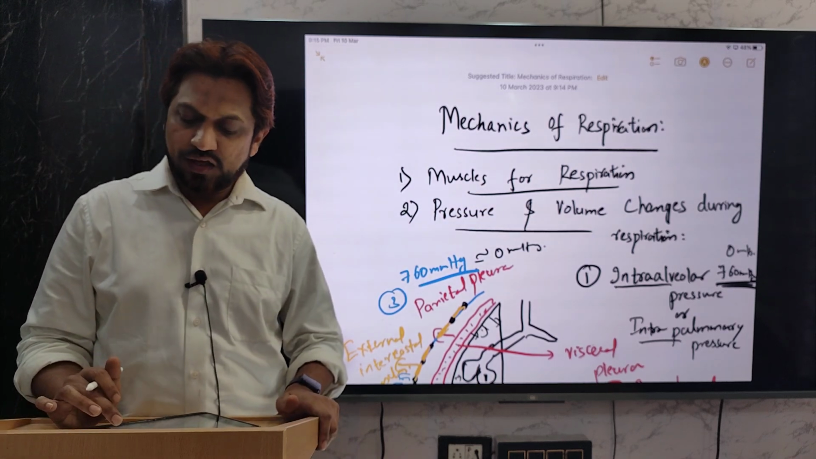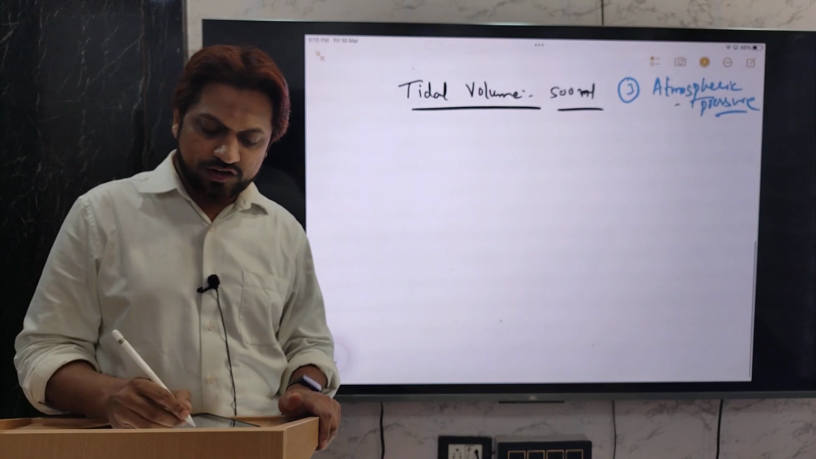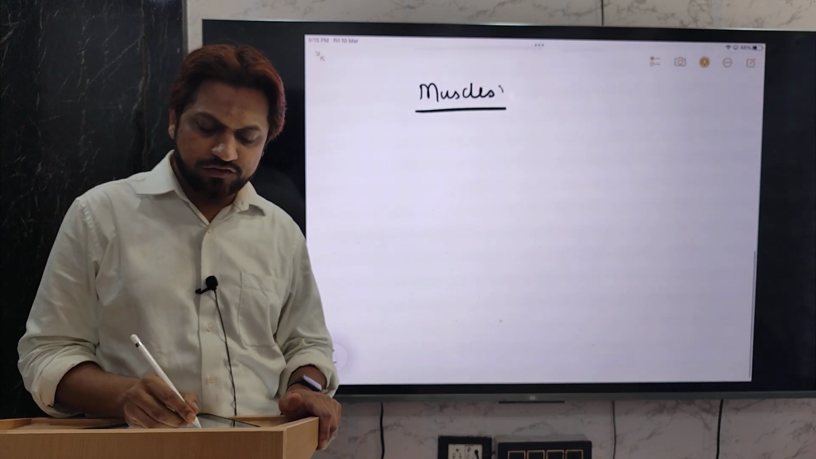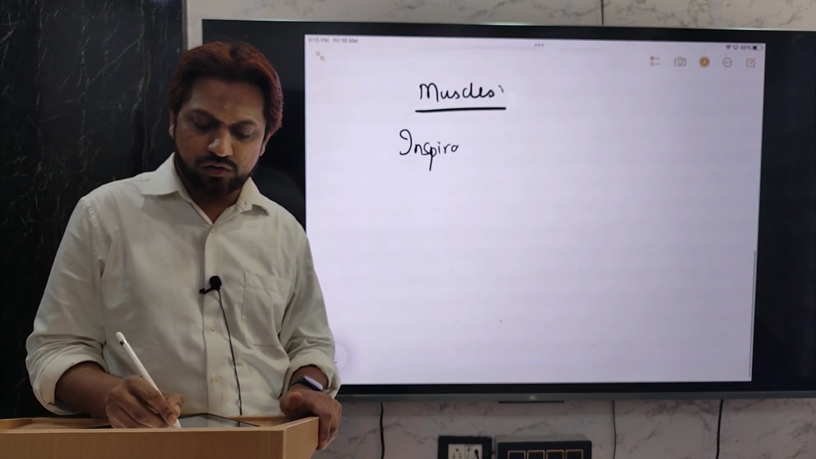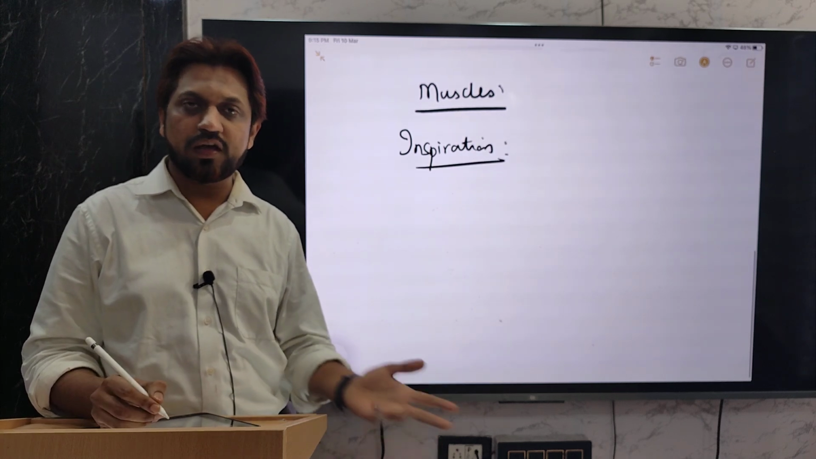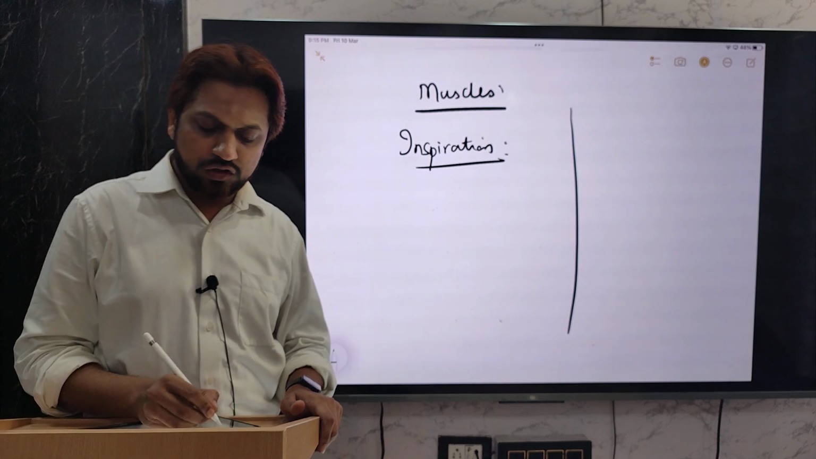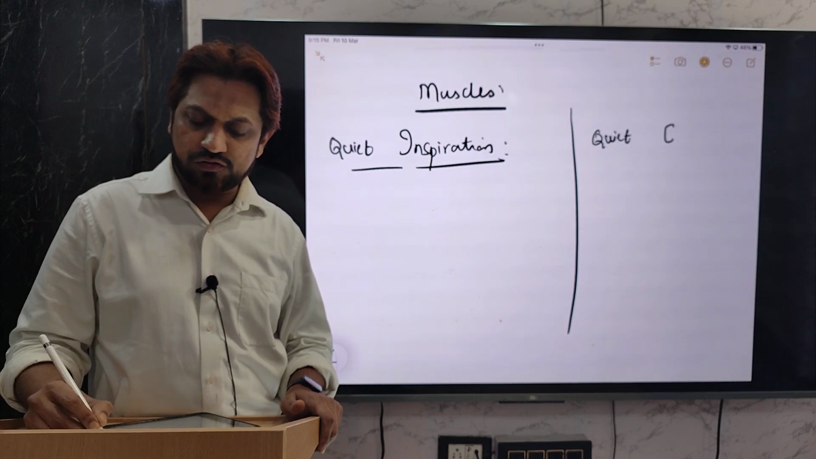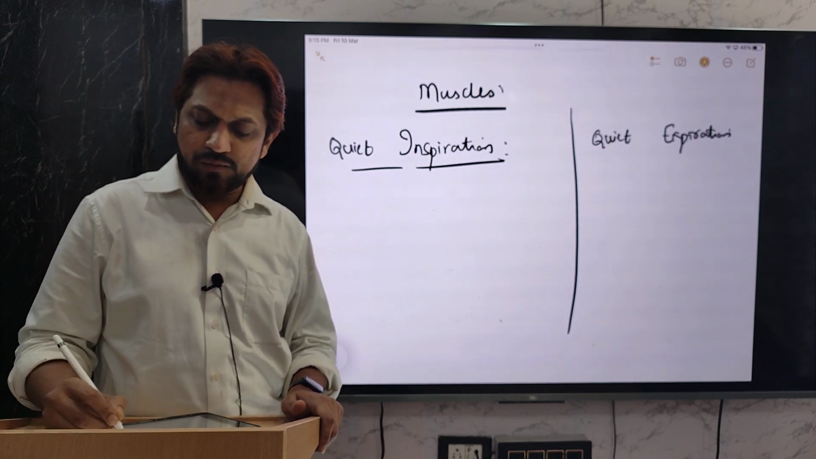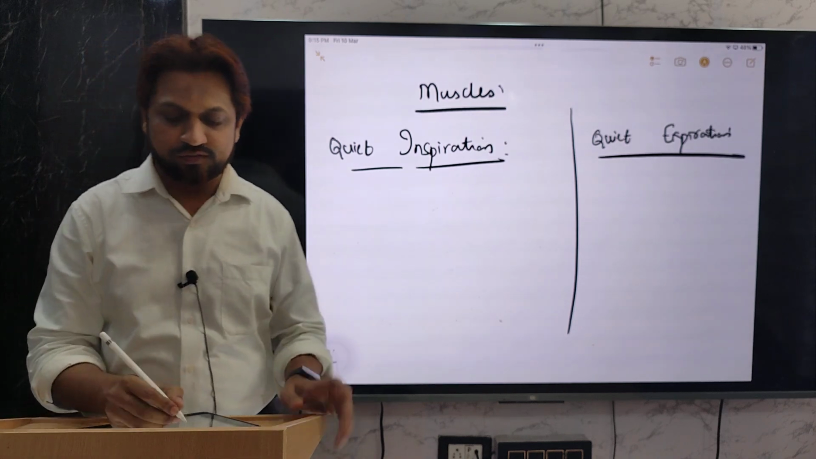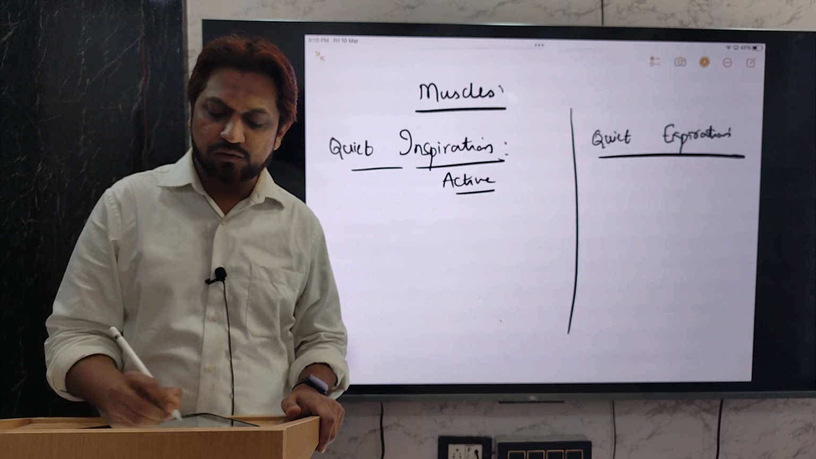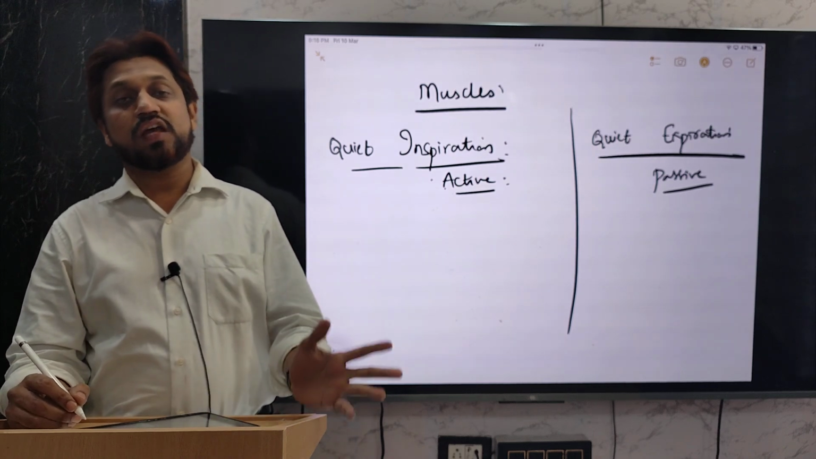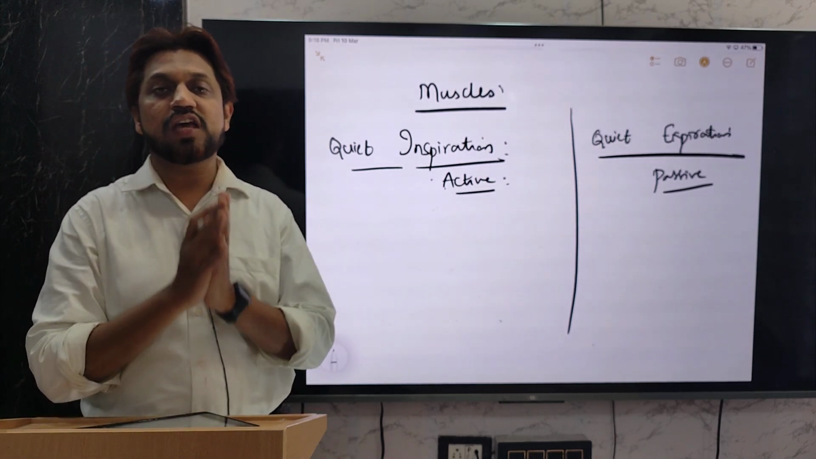Now with this background, let's proceed to our main topic, muscles for respiration and pressure and volume changes during respiration. So, muscles involved. We'll discuss muscles for inspiration and expiration separately, during quiet breathing and during forced or labored breathing. First we will see, during quiet or normal inspiration and quiet or normal expiration, what the muscles involved are. Now remember, inspiration is an active process, whereas expiration is a passive process. Active process means it requires energy, that is the active contraction of the skeletal muscles here.